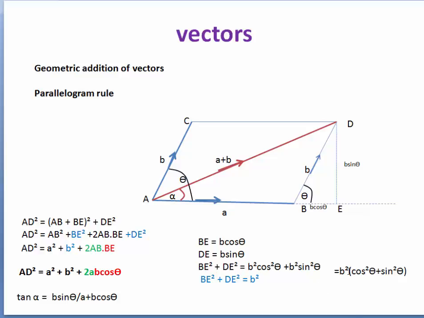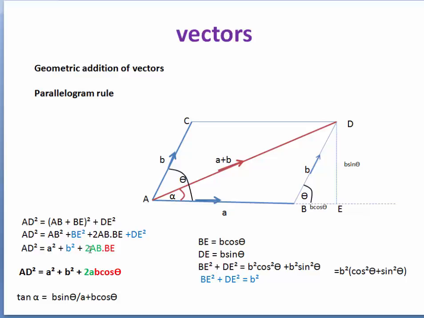And then because this is B squared theta cos squared theta plus sine squared theta, this is essentially 1. We're just left with B squared. Therefore, BE squared plus DE squared equals B squared. Now we go back to here, and we get AD squared is AB squared, which was A squared, plus this BE squared plus DE squared, which is the B squared. So that's B squared, plus, and then this 2AB multiplied by BE.